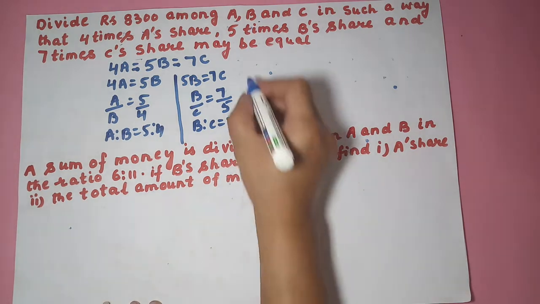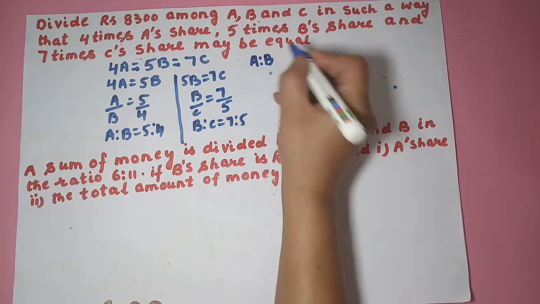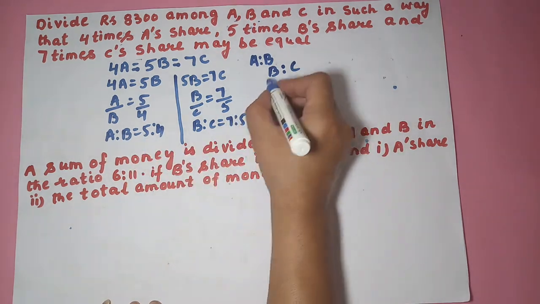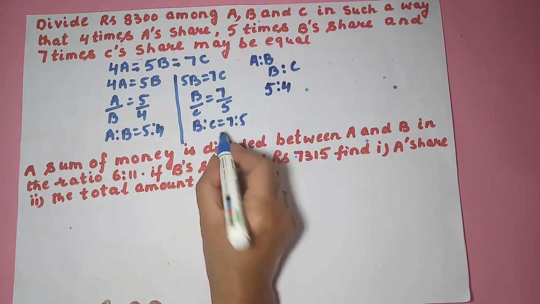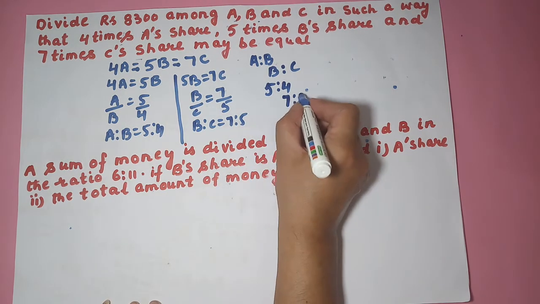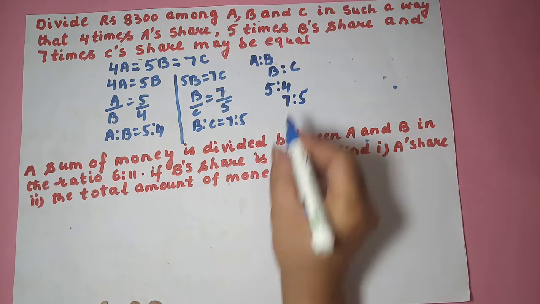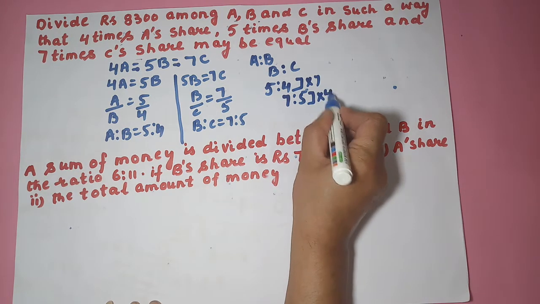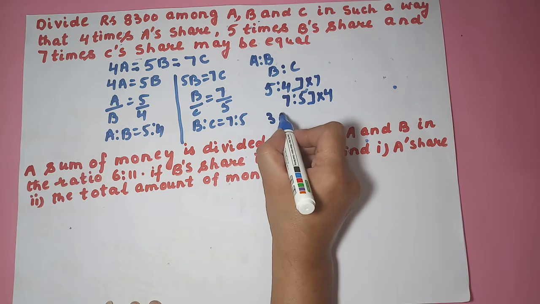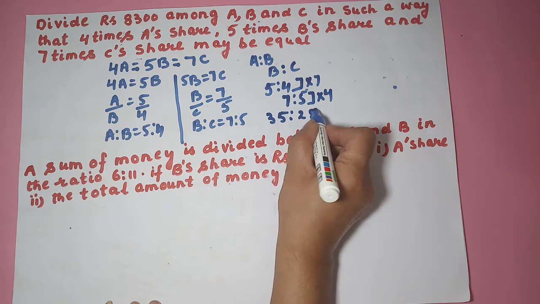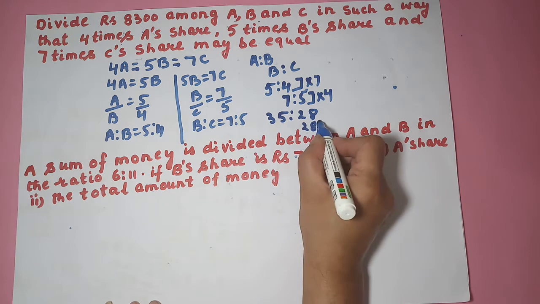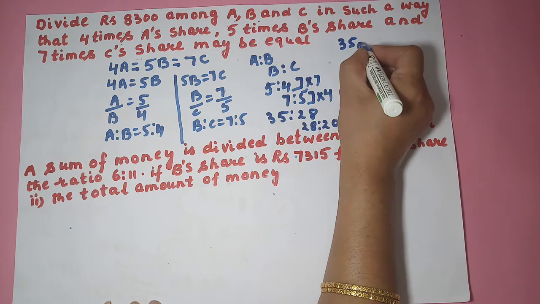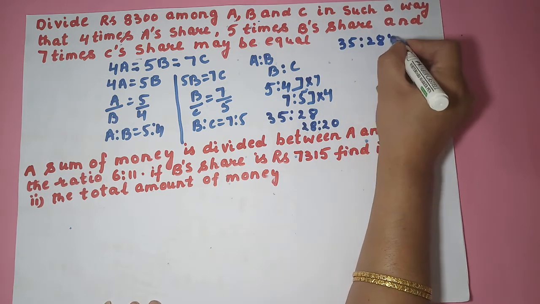Right? Now I know the procedure. How to calculate A is to B is to C. So I will write it like this. How much is my A is to B? It is 5 is to 4. And how much is my B is to C? It is 7 is to 5. So how will I make them equal? I'll multiply this by 7 and this by 4. So what will I get? 35 is to 28. And here I will get 28 is to 20. So does that mean my ratio is now 35 is to 28 is to 20?